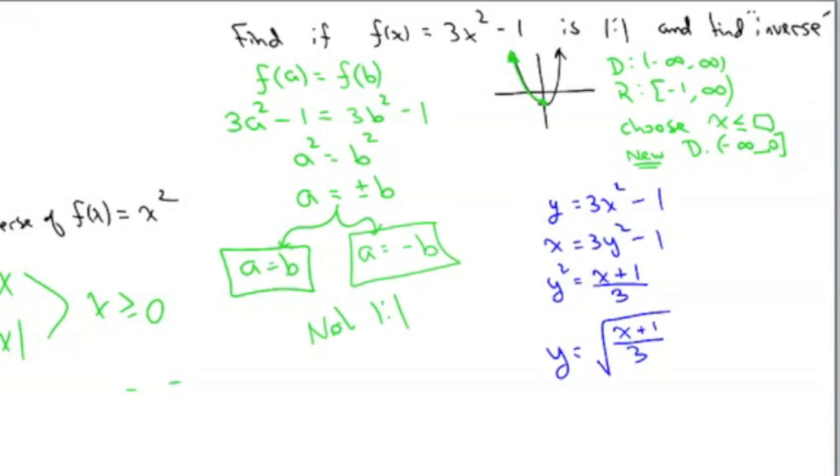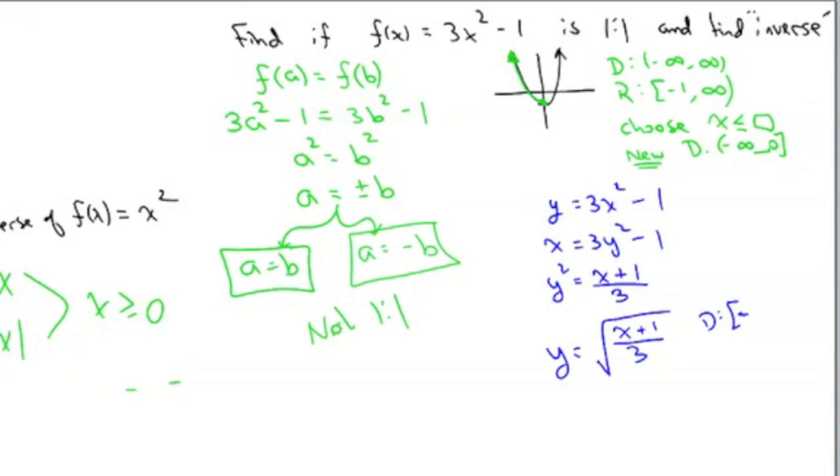Except for one problem: plus or minus. But now we get to choose. Is it going to be plus or is it going to be minus? Now remember, domain and range are going to be flip-flopping. If I choose x to be from 0 to negative infinity, then y also has to be 0 to negative infinity, so it's going to be minus. The domain of my inverse function is negative 1 to infinity.